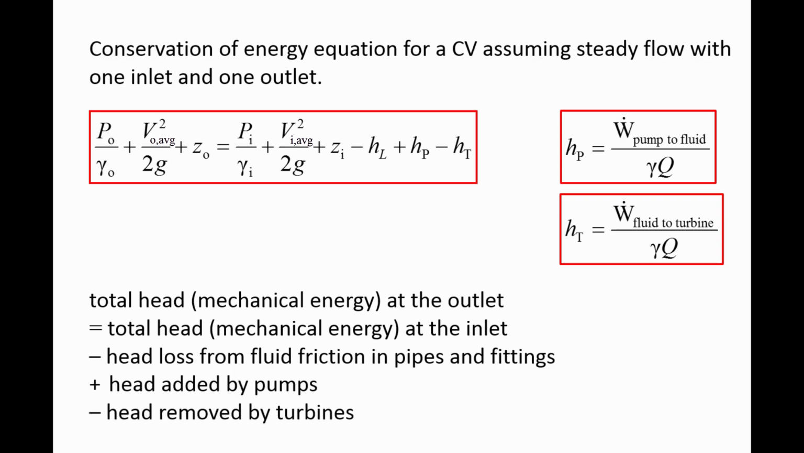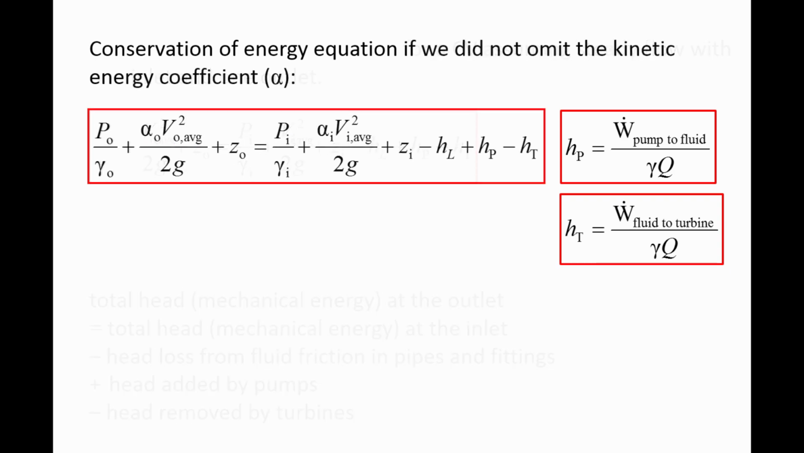It is important to not confuse the head loss, pump head, and turbine head with specific enthalpy, even though they use the same symbol, lowercase h. HL, HP, and HT have units of length, while specific enthalpy has units of energy per mass. Throughout this derivation, we assumed that the kinetic energy correction coefficient alpha was 1. If we did not make this assumption, the coefficient would appear in front of the velocity head terms.